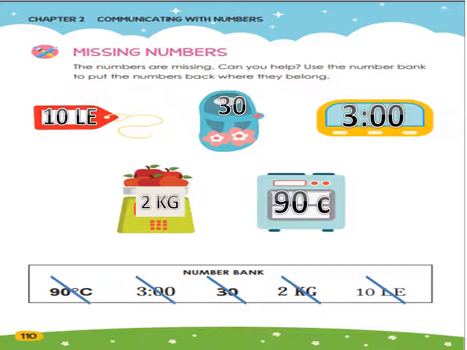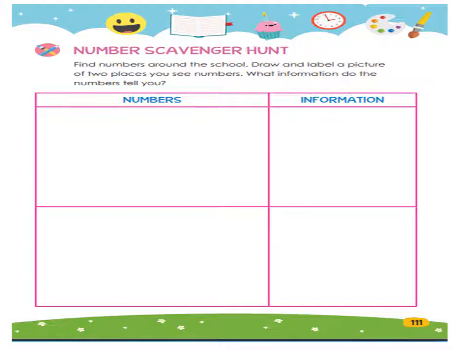So each number in this page give me a certain information. They are all different. The numbers can tell me the price, the shoes number, the time, the weight, or the temperature. It all give me important and useful information. This means that we can communicate with numbers. Now turn the page to page 111.